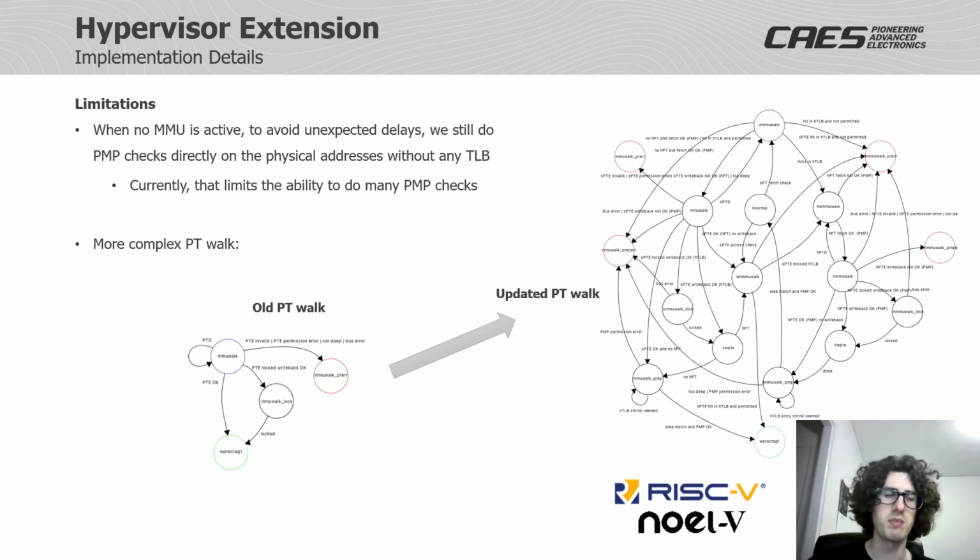Regarding the limitation of our implementation, when there is no MMU active, in order to avoid unexpected delay, we still do PMP checks directly on the physical addresses without any TLB. And currently that limits the ability to do many PMP checks. As a side effect, we also have a more complex page table walk, as we can see from the final state machine images below.